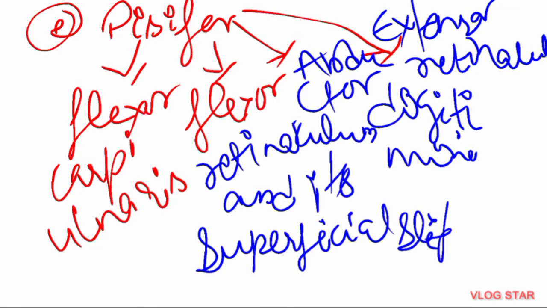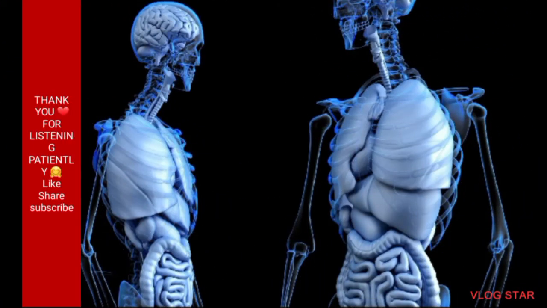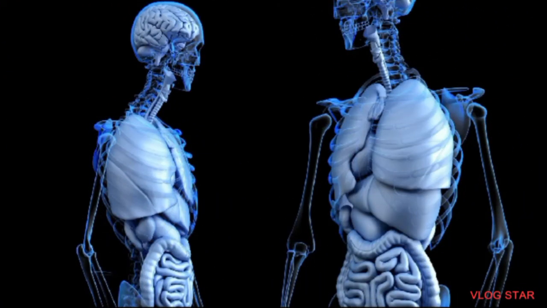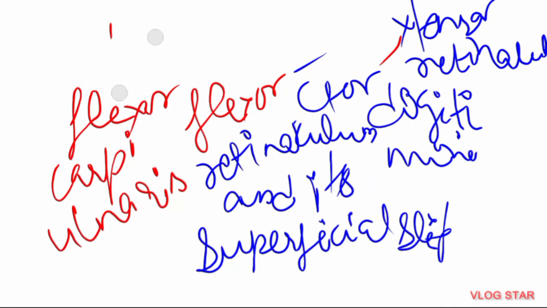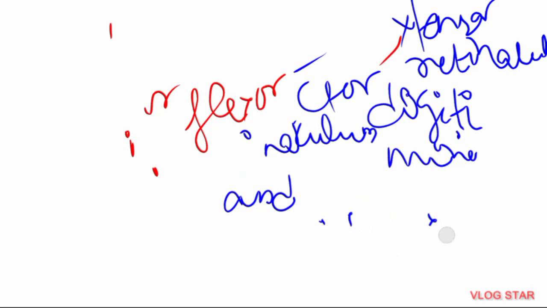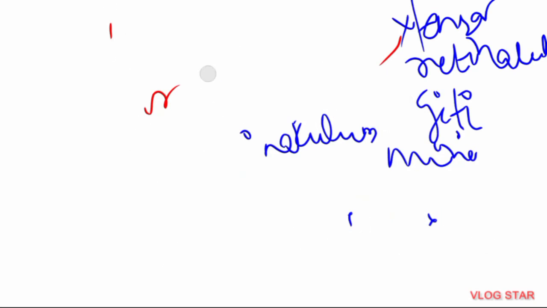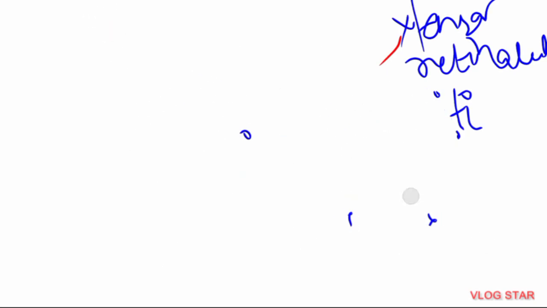Okay, now we will see. Space became less, so we have to erase this and we have to see the third pillar. So third is the trapezium.